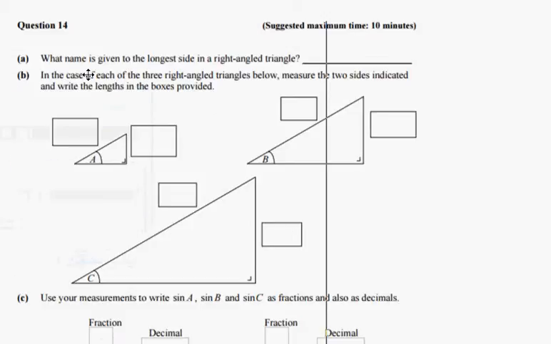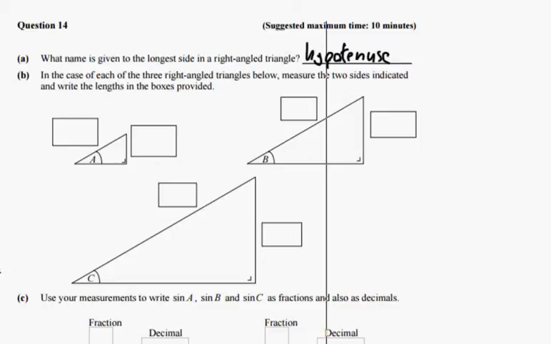What name is given to the longest side in a right angled triangle? Hypotenuse. H-Y-P-O-T-E-N-U-S-E. Okay, in each case of the three right angled triangles below, measure the two sides indicated and write the lengths in the boxes required.